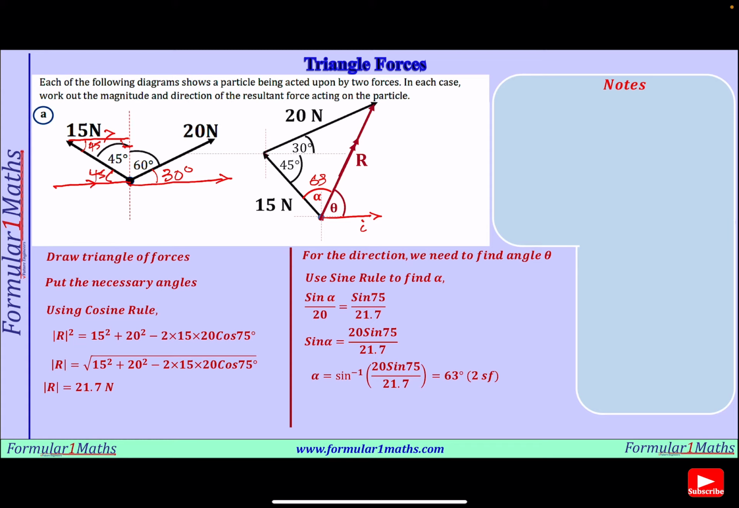And as you can see, this is a straight line. And because this is 45, this is also 45. So if you add this and that together and take it away from 180, we get our value for theta. So 180 minus 63 minus 45 equals 72. And that's exactly the angle we got. And we formally state our direction as 72 degrees above the direction of the vector I.